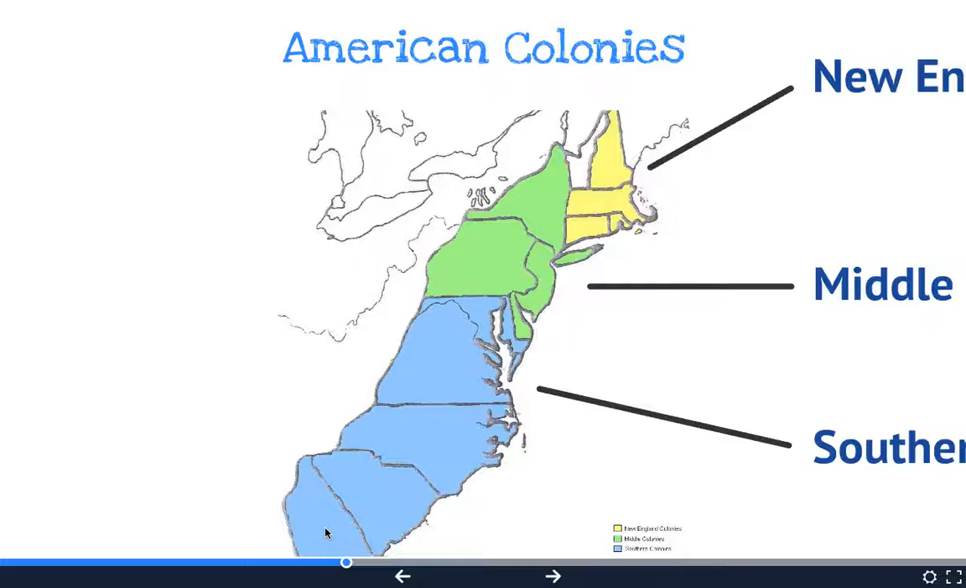Again, King George sent James Oglethorpe to Georgia to have a place for prisoners who couldn't pay their debts to the king to stay. So if you notice, Georgia looks a little bit different today than it would back then. Then we have South Carolina and North Carolina.